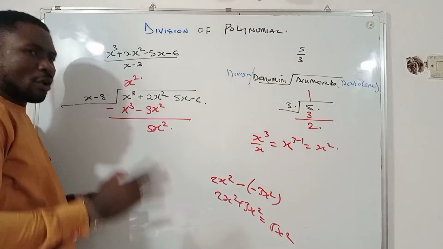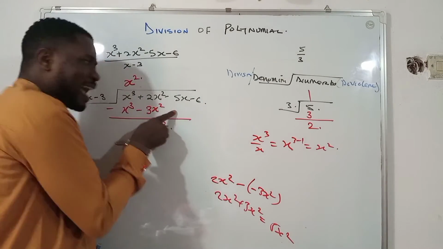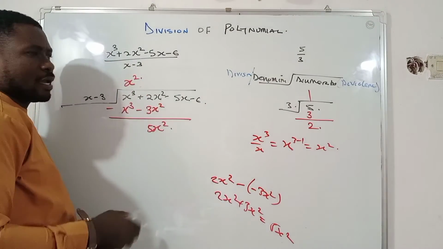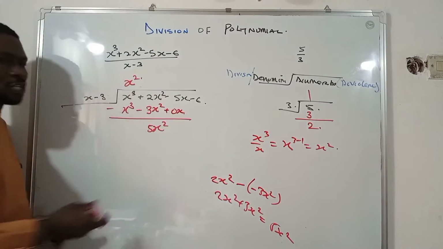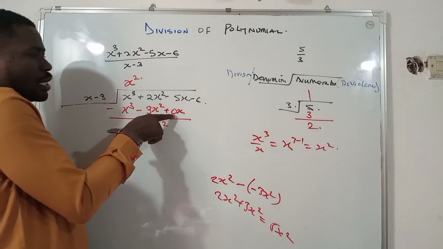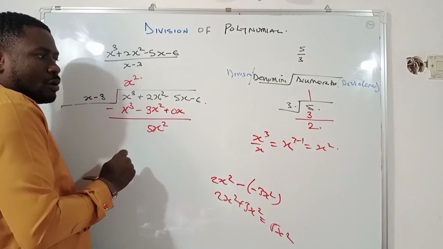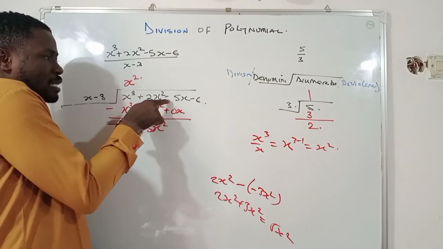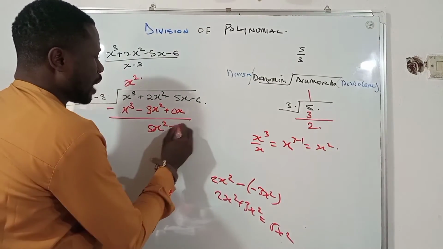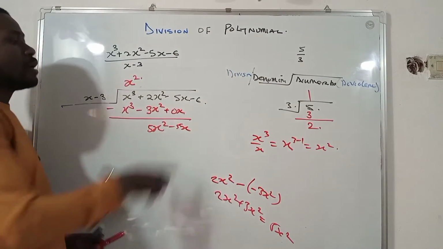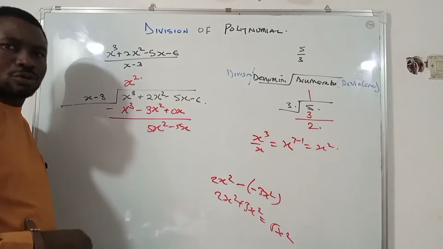But the reason why you're bringing down is that there is a presence of x here. If I'm to bring x here, what I'm going to bring will be plus 0x. That means the coefficient of the x I'm bringing is 0. So I will now say minus 5x minus 0. That will give me minus 5x. It's more scientific that way than saying bring down minus 5x, as some students are used to.